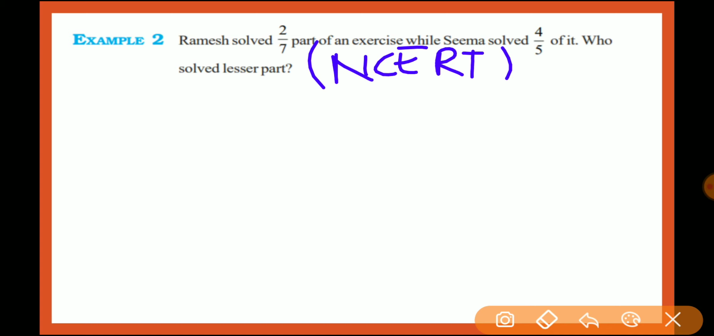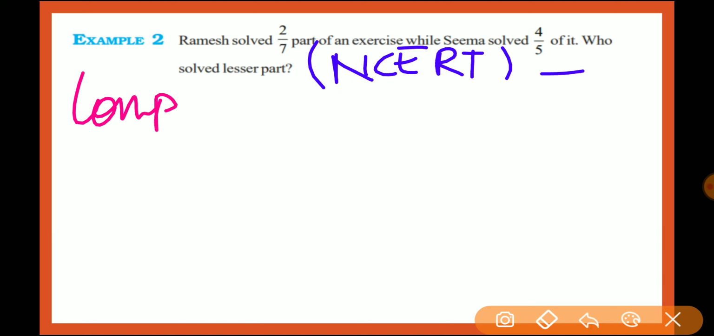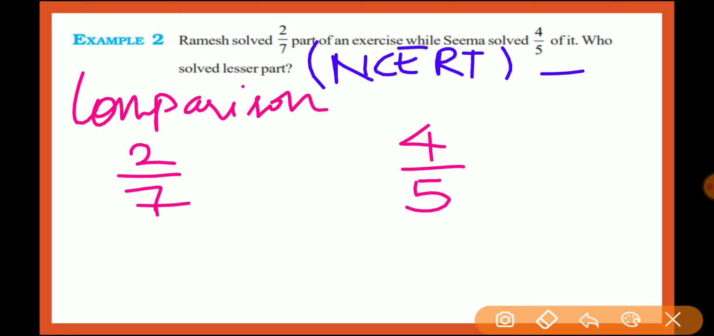Now let's see. Ramesh solved 2 by 7 part of an exercise while Seema solved 4 by 5 part of it. Who solved the lesser part? Now here what you have to do is compare the two. So 2 upon 7 and 4 by 5. Again, to compare, first you have to make the denominators the same, or you can just do cross multiplication. You know both methods. So first I will tell you about cross multiplication.